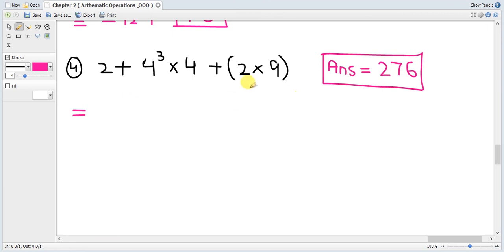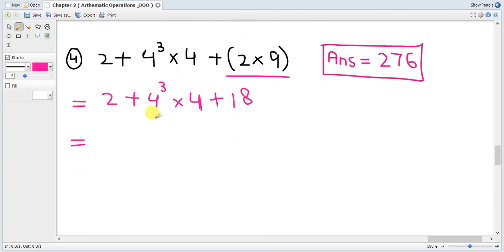So now in this case we'll start with the parentheses, brackets. So 2 plus 4 raised to power 3 times 4 plus 2 times 9 is 18. Okay, the next is, now we have to solve exponents first. Remember PEDMAS or BODMAS? So E stands for exponents. So we have to expand this number first. So this is 2 plus 4 cube, which means what?